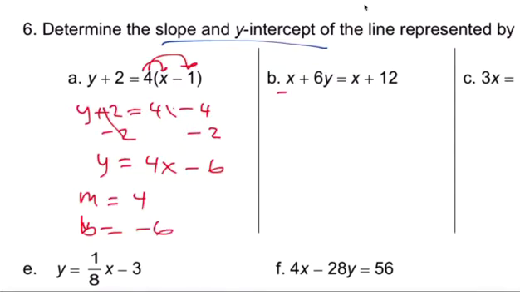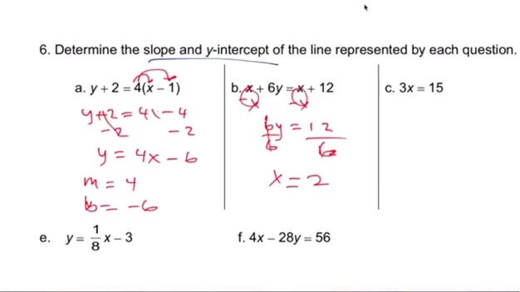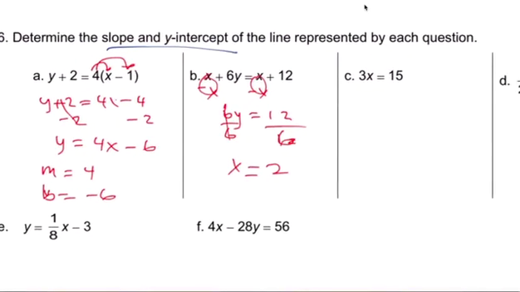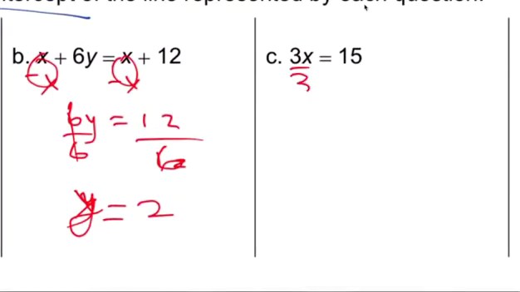Okay, minus x is on the wrong side. That's 0. 6y equals 12. Divide by 6, you get 2. Oh, y is 2. So it's a horizontal graph.